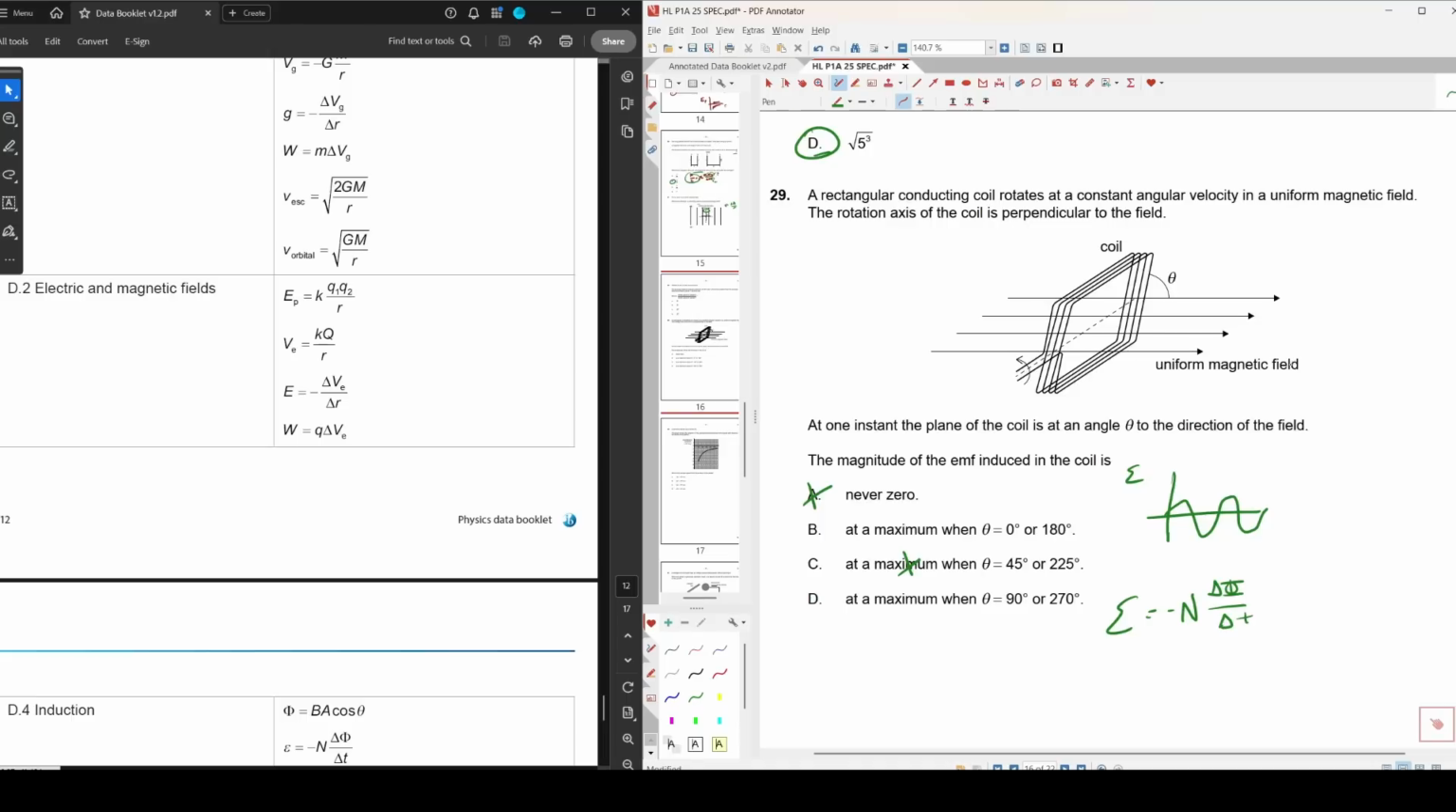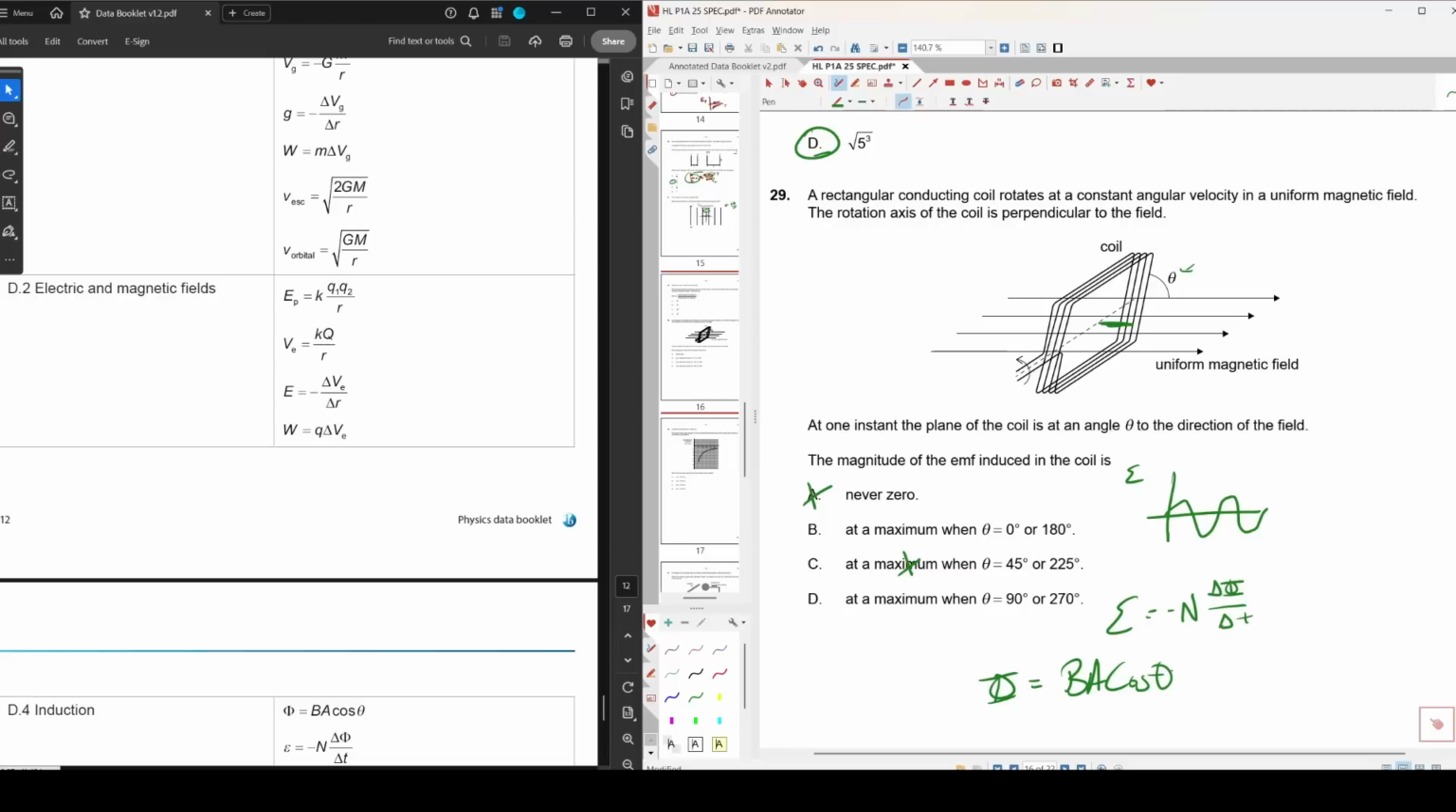When is the flux changing the most? But okay, the flux is BA cosine theta, right? And what is theta in this equation? Theta is the angle between the normal of the plane and the field, right? And in this one, they're talking about the plane of the coil. This is so silly.